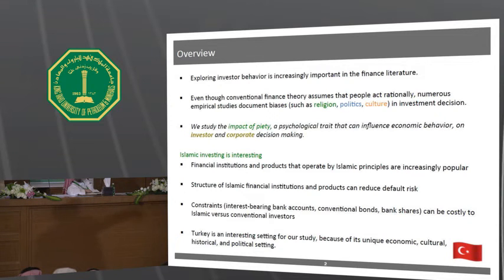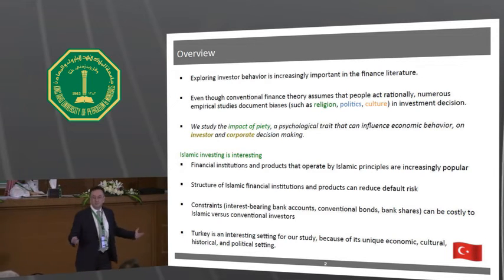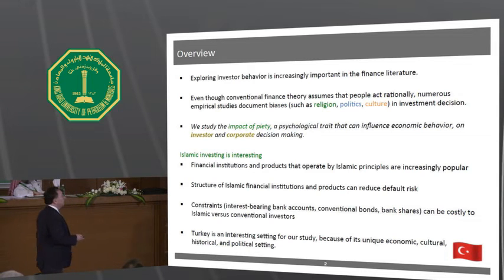So now we're basically going to be analyzing this question from the Islamic finance angle, but the laboratory that we are going to be using is Turkey. So why are we using Turkey? Well, Turkey is an interesting setting for our study, in particular because of its unique economic, cultural, historical, and political setting. So that's the reason why we are going to be looking at Turkey. Now, again, why Turkey? There can be more reasons.